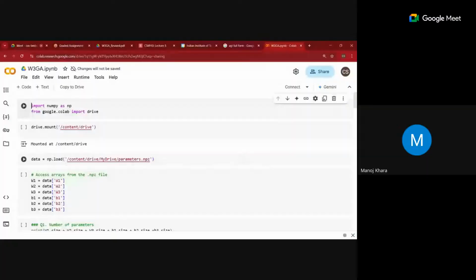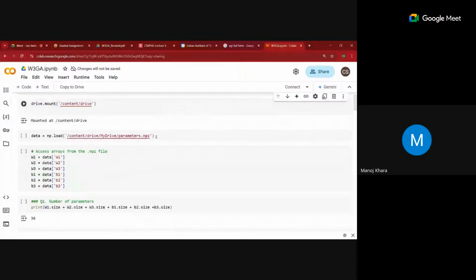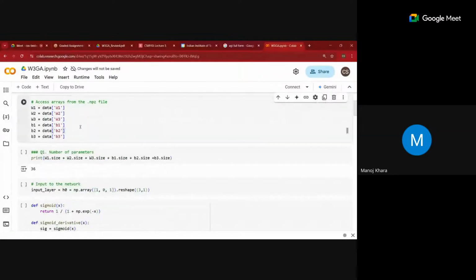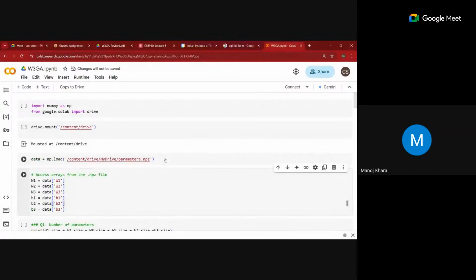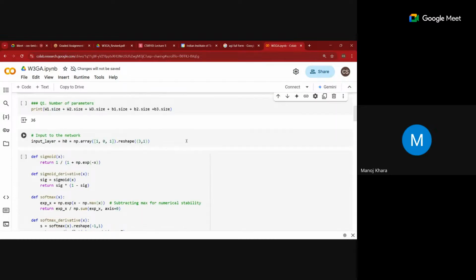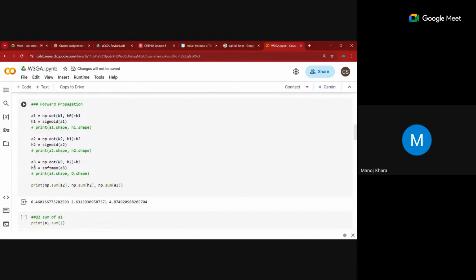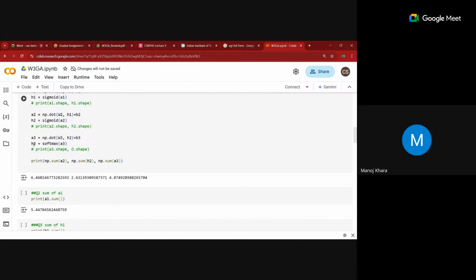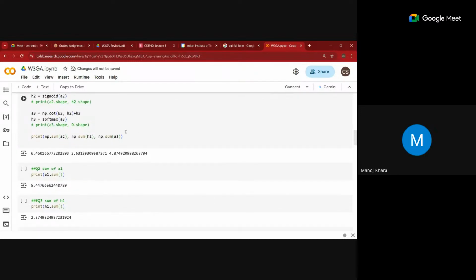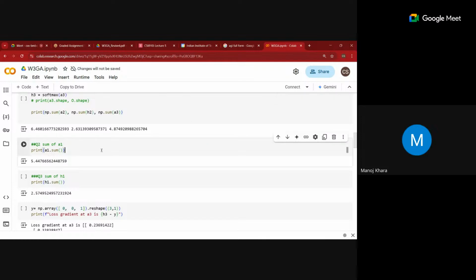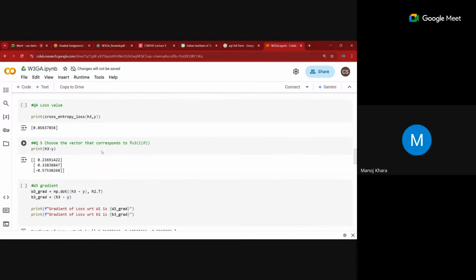I've shared my screen. So in this, first the weights are being initialized from the numpy file that is given to you. And then we first compute H1, A1, A2, H2, A3, H3. So this part is clear. It's pretty simple, pretty self-explanatory.